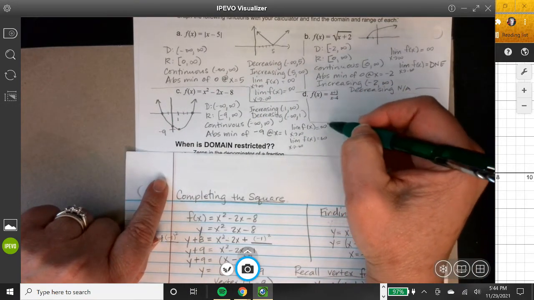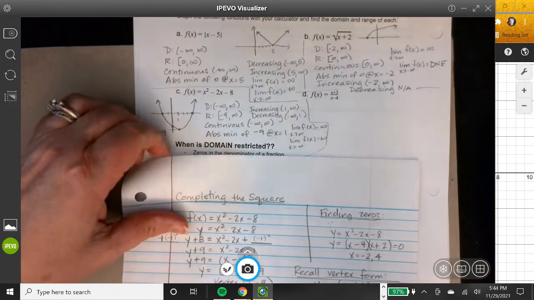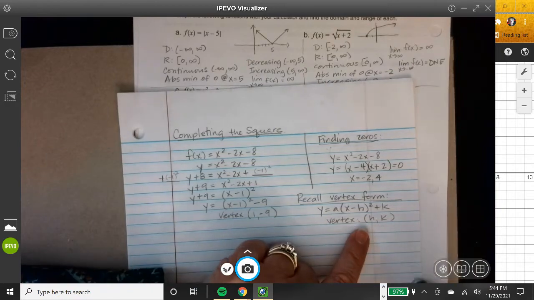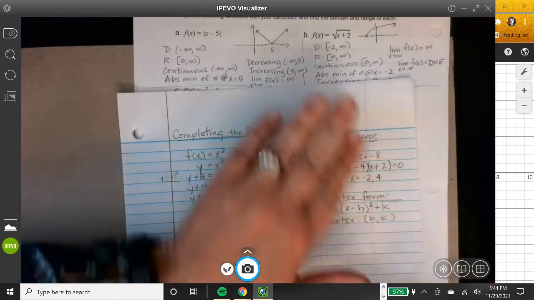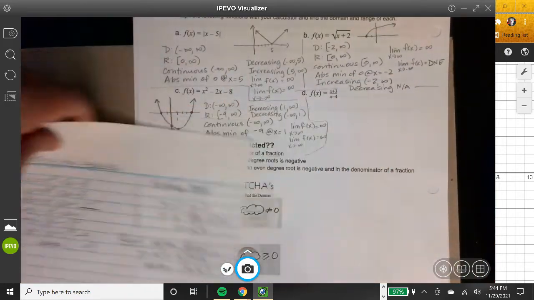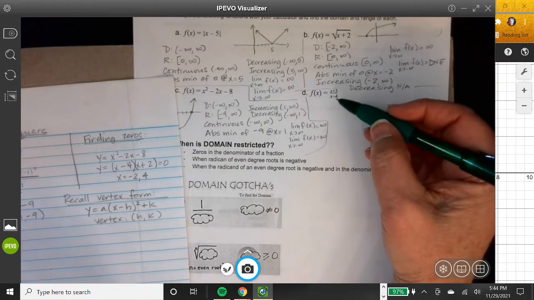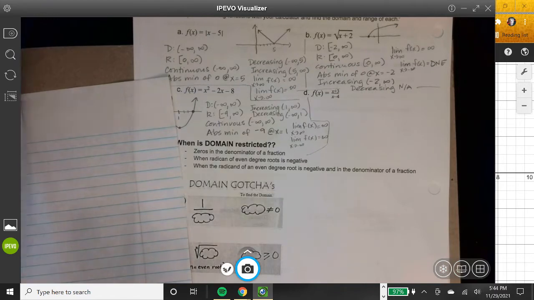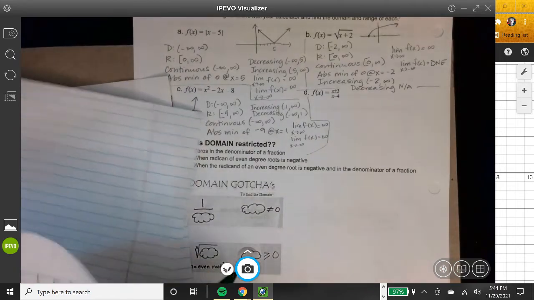All right, so that's a lot of properties to know. There are lots of things to know. And this was a quick refresh of completing the square and how you find zeros for quadratics. All right, next one is a rational function. A rational function, let's do that one.